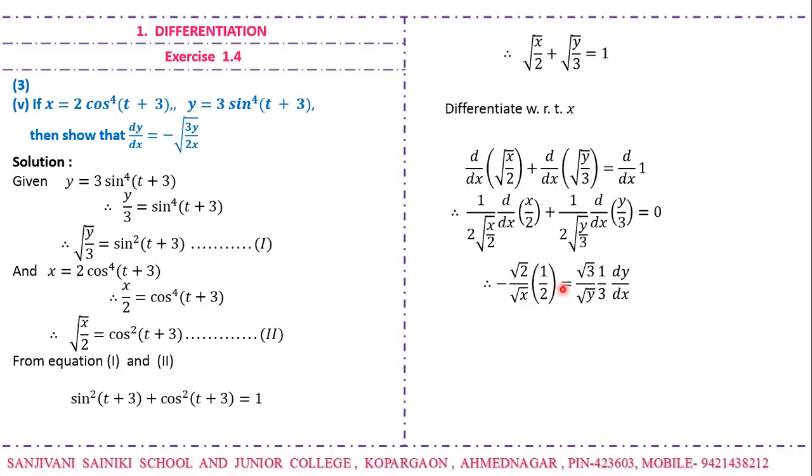So this 2 can be written as root 2 into root 2, and this 3 can be written as root 3 into root 3. So one root 3 will cancel, one root 2 will cancel, and one root 2 and one root 3 will remain. That I can write as root 2x and root 3y. Now take this root 3y to that side and you will get dy by dx is minus square root of 3y by 2x. That is what we want to show.